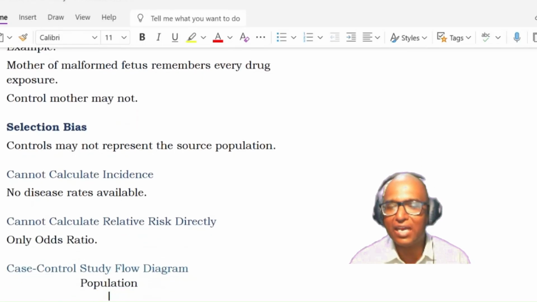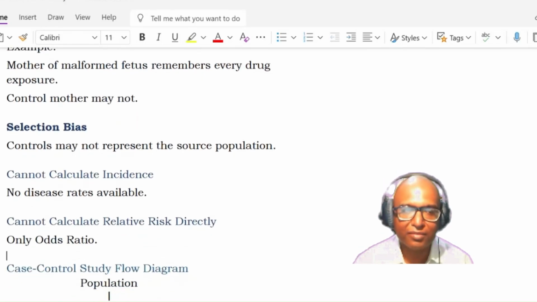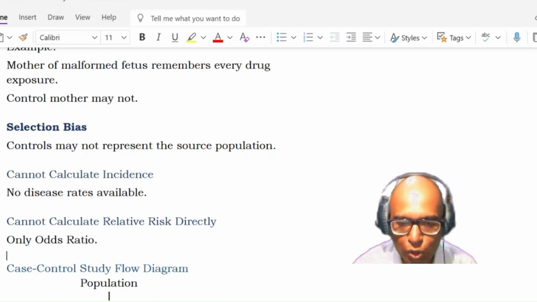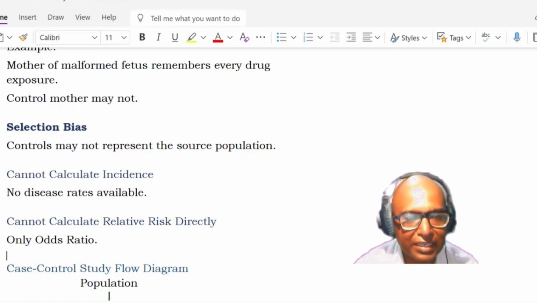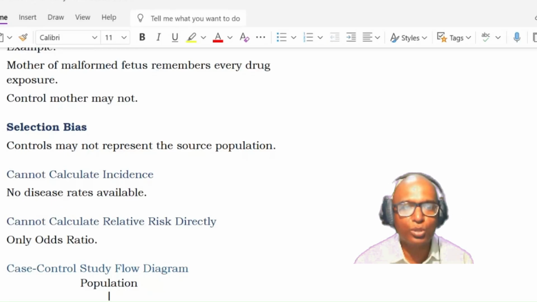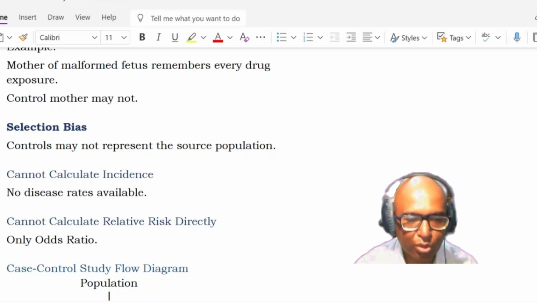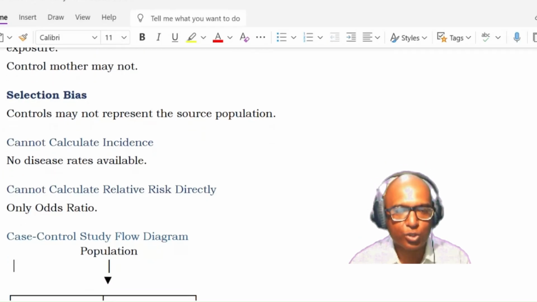Biases are very common with the case control study. Then selection bias: controls may not represent the source population, so it is happening at the level of the investigator. Another disadvantage is that it cannot calculate the incidence, so no disease rates are available. It cannot calculate the relative risk directly. It will give you only the odds ratio.